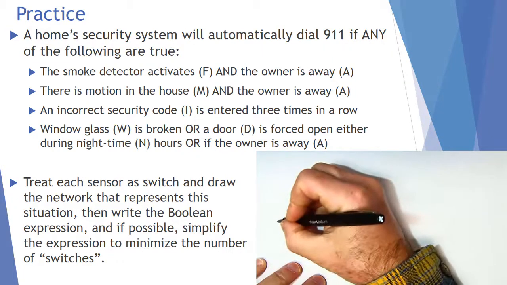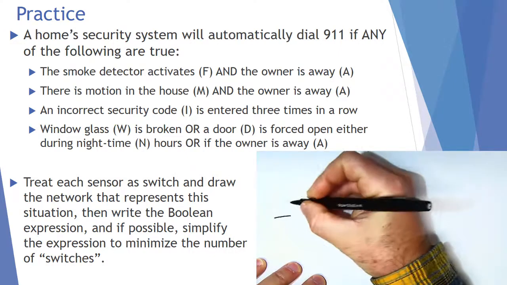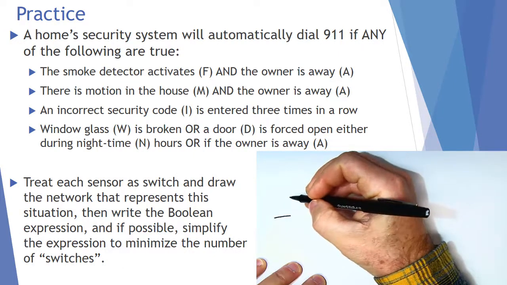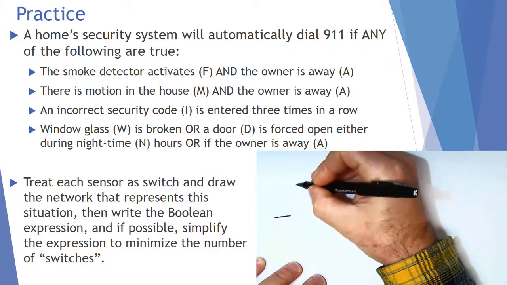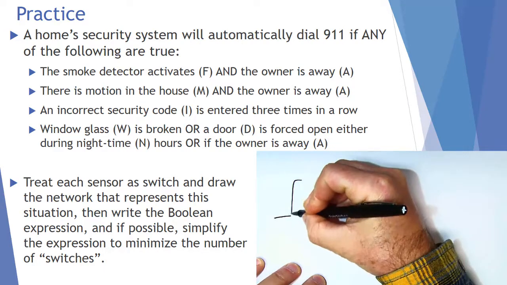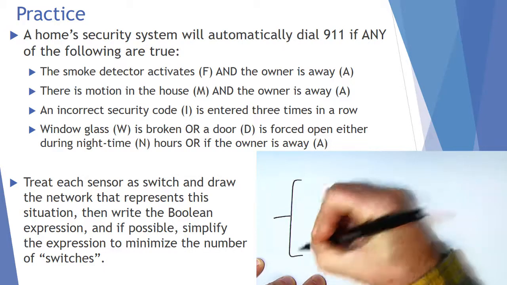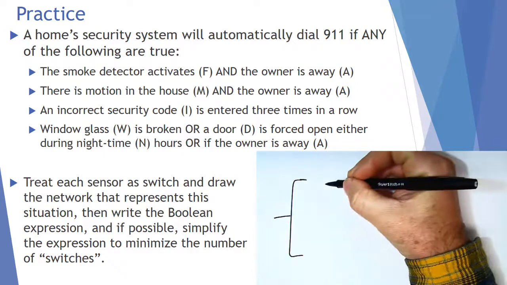Okay, well, we're going to have a little bit different approach here. This time, since any of these could be true, 4 different bullet points here, we're going to have 4 different parallel circuits, 4 different independent events that could trigger a 911 call. Let's start with the top one.